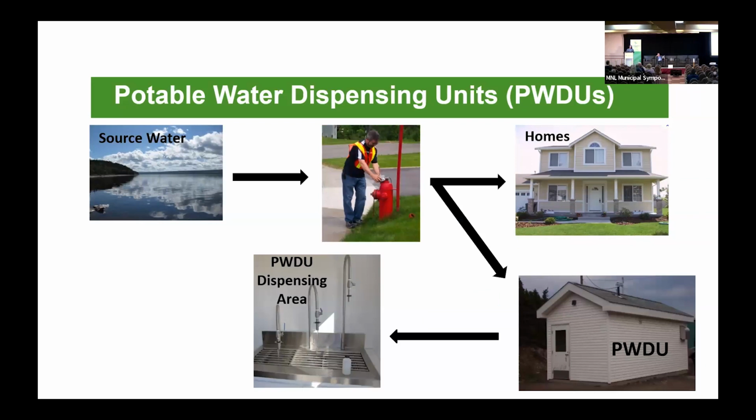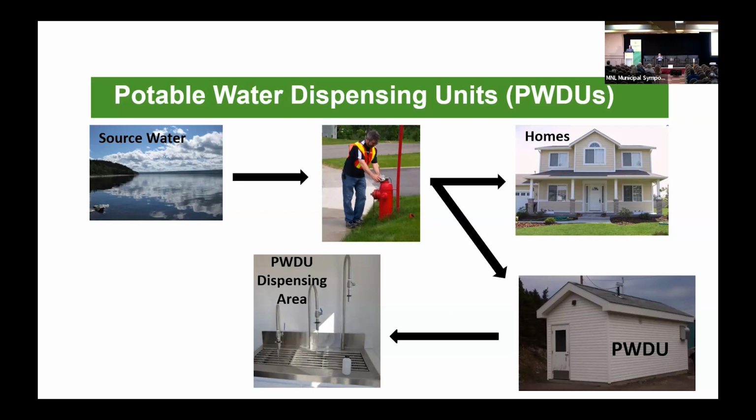Another approach to water treatment are potable water dispensing units. So in this case, water is being taken from your source water. It's going to your distribution system, typically with just disinfection, being delivered into your homes. But then there's also a potable water dispensing unit building. So inside that PUDU, is the acronym we use, there will be a treatment system. In this case, we're only treating water that's being used for drinking or cooking, and people have to go to that building, to the dispensing area, to collect the water that they need for those purposes.